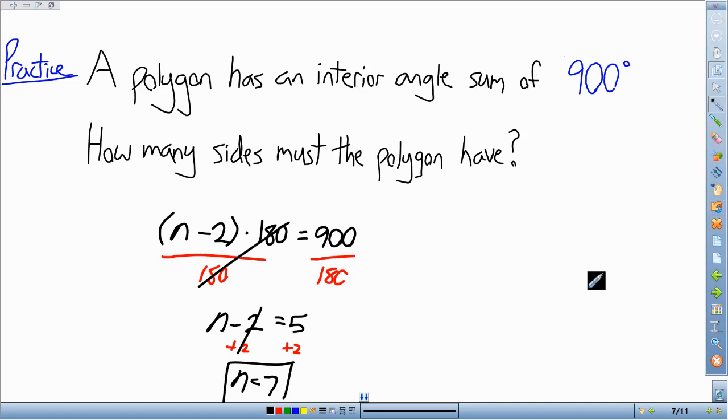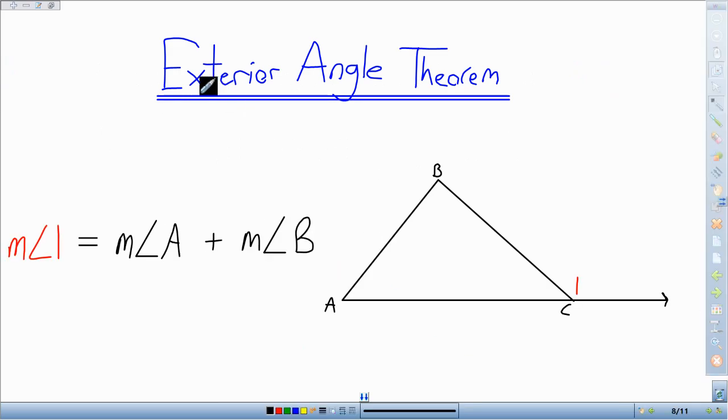Okay, we have one last part to this lesson, and it's looking at what's called the exterior angle theorem. Okay, the other one was the interior. Now we're looking at the exterior angle theorem. Go ahead and copy this out. This one's an easy one.